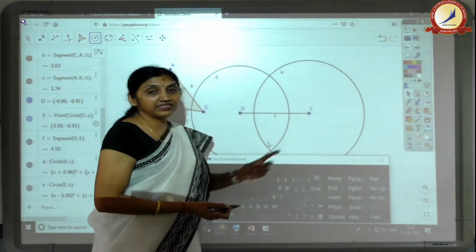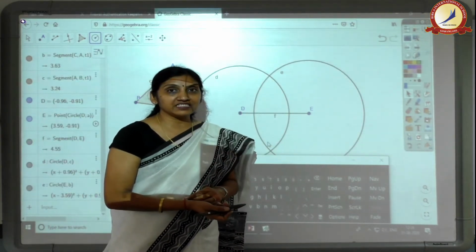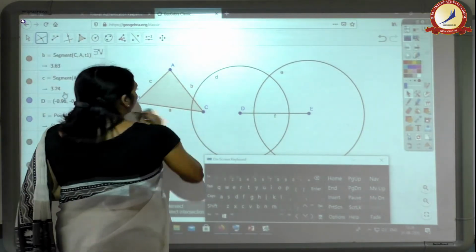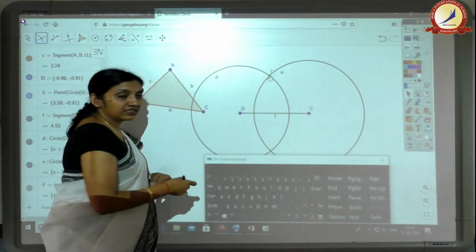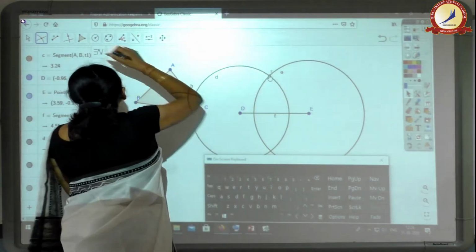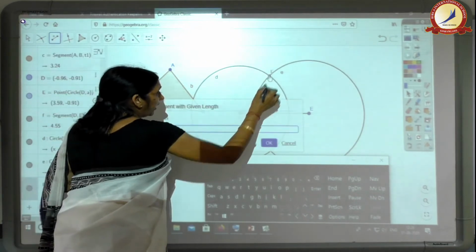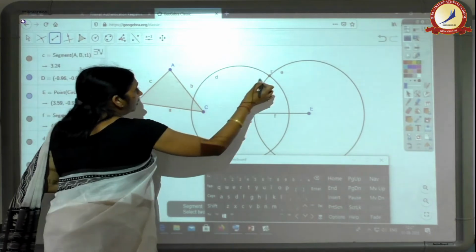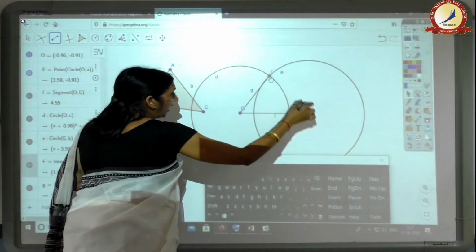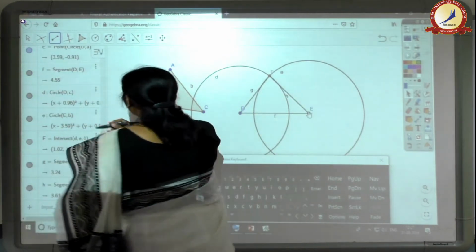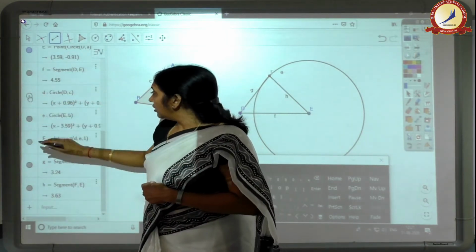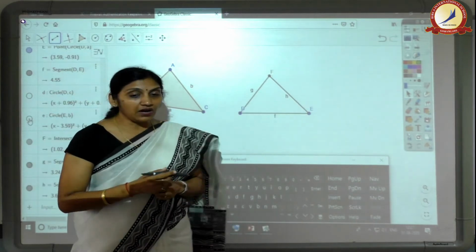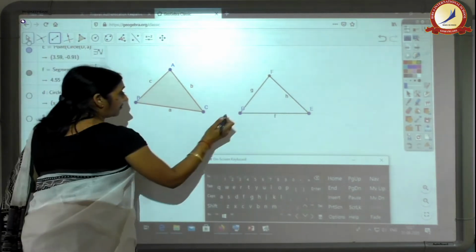Now, you will find that these 2 circles are intersecting at one point. Select the intersect tool and mark this intersecting point F. Using the segment tool, join FD and FE. Now let me just hide these circles to get a clear picture of the constructed triangle. Now, triangle DEF.